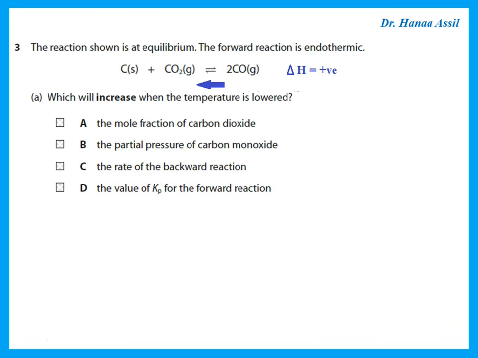Now, when equilibrium shifts to the left, which of these will increase? Now, he's saying the mole fraction of carbon dioxide. Yes, because we will be forming more carbon dioxide, so that will increase. Now, partial pressure of carbon monoxide, that will decrease. The rate, we were lowering the temperature, the rate will decrease. The value of Kp, if we're going backward, then the value for Kp will be less.